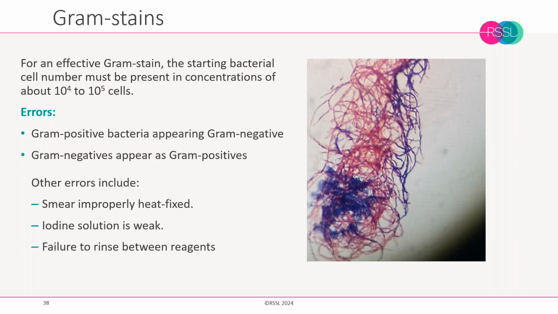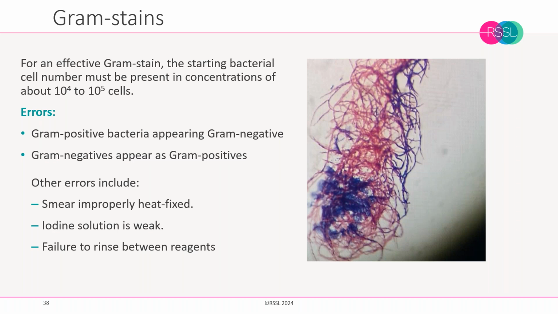With other things, so with gram stains, just a few pointers there. For an effective gram stain, we need a reasonably high concentration of bacterial cells. So we need around 10,000 to 100,000 as a minimum. We can mess up gram stains.